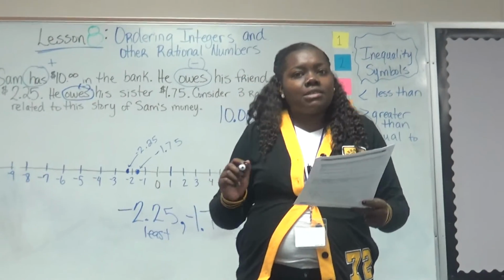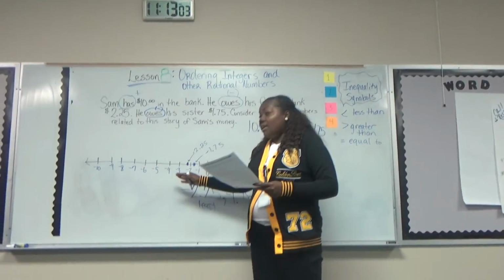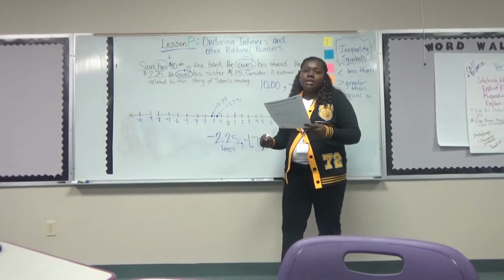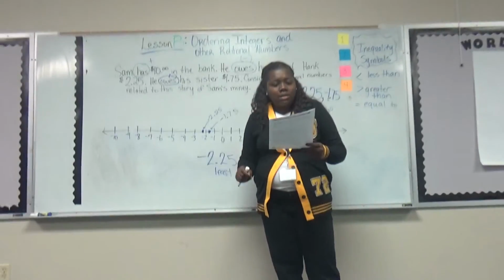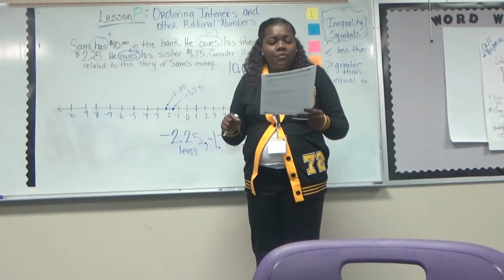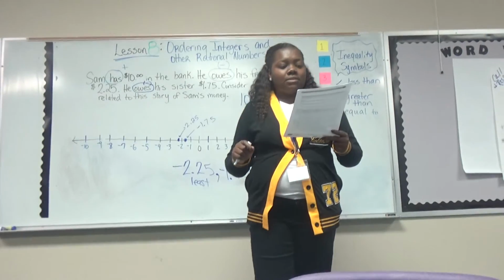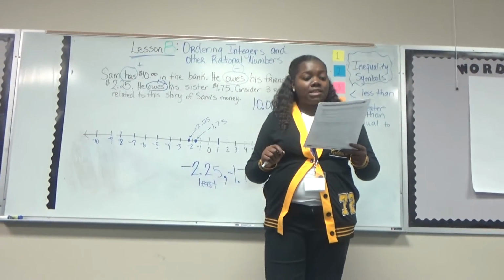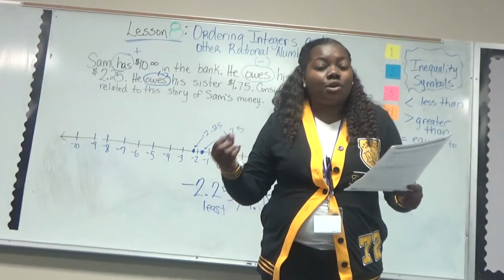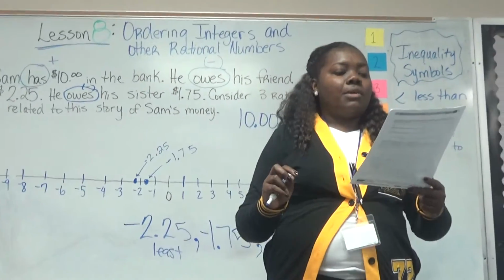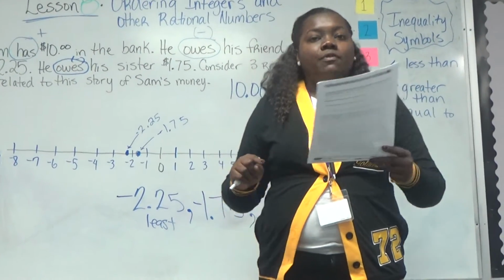You're going to plot those numbers on a number line just as we did. You're going to put a dot on negative 1.50. You're going to put a dot on negative 1. You're going to put a dot on positive 0.25. It's like a quarter, 25 cents. Okay? So then you're going to put them in order from least to greatest.